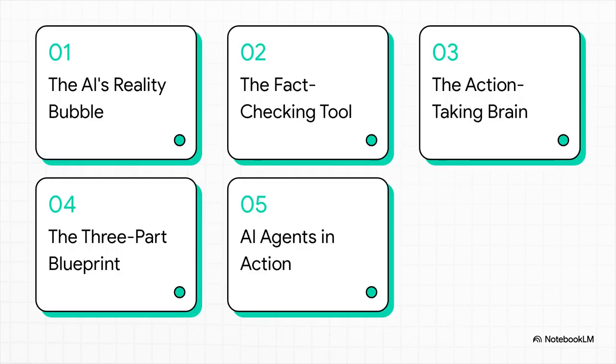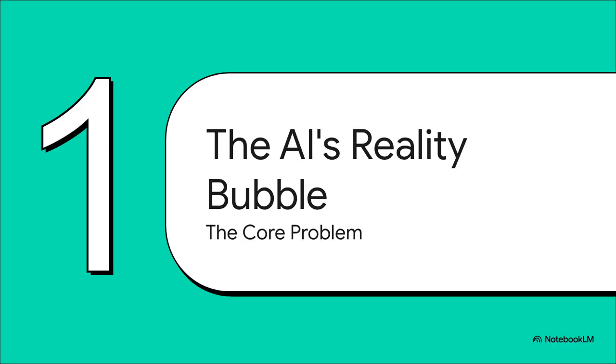Okay, so here's the game plan. First, we'll talk about what I call the AI's reality bubble. That's the core of the problem. Then, we'll look at the tools to fix it, a fact-checking tool called RAG and an action-taking brain called ReAct. After that, we'll see how to put it all together into a three-part blueprint. And finally, we'll see it work in a real-world example. Sound good? Let's go! All right, Section 1, the AI's reality bubble.